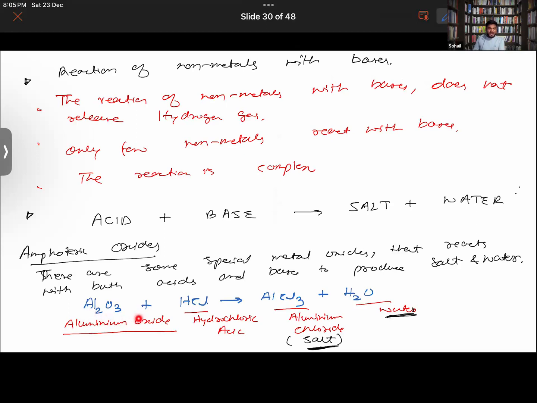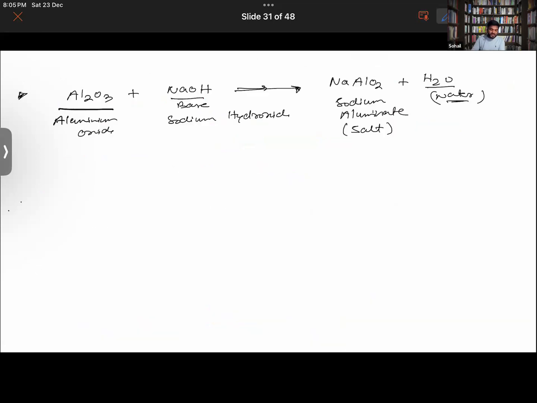So this metal oxide was reacting with an acid to give a salt, and again it was reacting with a base now to give a salt and water. Right? Getting it both of you? ये कुछ वैसे oxides होते हैं that do react with both of them. Okay, so hope it is clear to everyone.